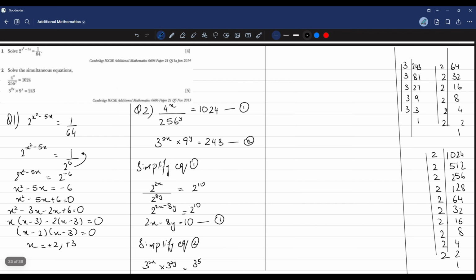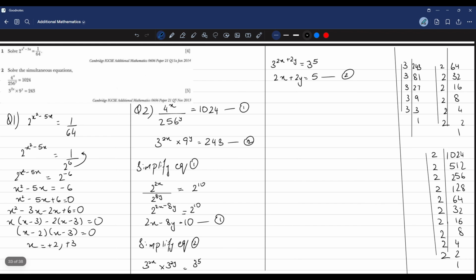Now simplify this, we get 3 raised to power 2x, and as it's multiplying, we add the powers. 2x plus 2y equals 3 raised to power 5. If we were to simplify, we get our new equation, which is 2x plus 2y equals 5. This is the new equation number 2.